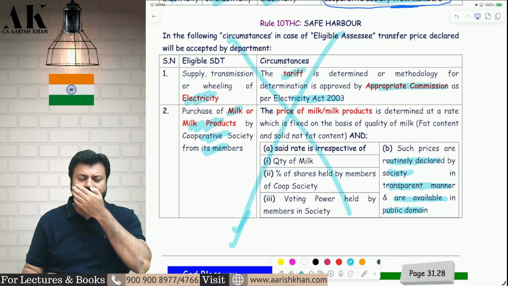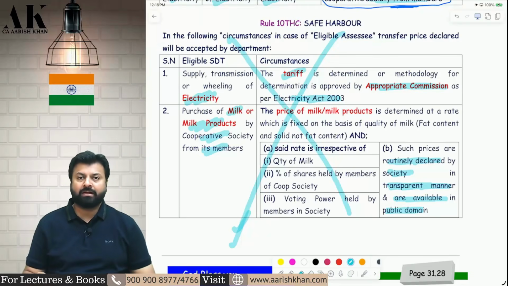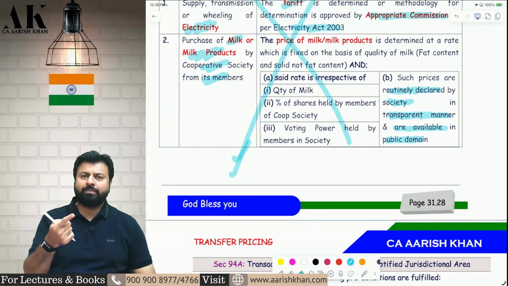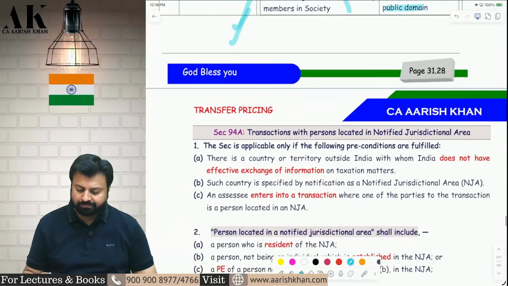Nobody is going to ask you all these things in the examination. Yes, international transfer pricing is important for the exam. Be very careful with that. I have also made some practical questions on that for which I have shared the PDF. If you have not got the PDF, comment below. I will share the PDF with you.